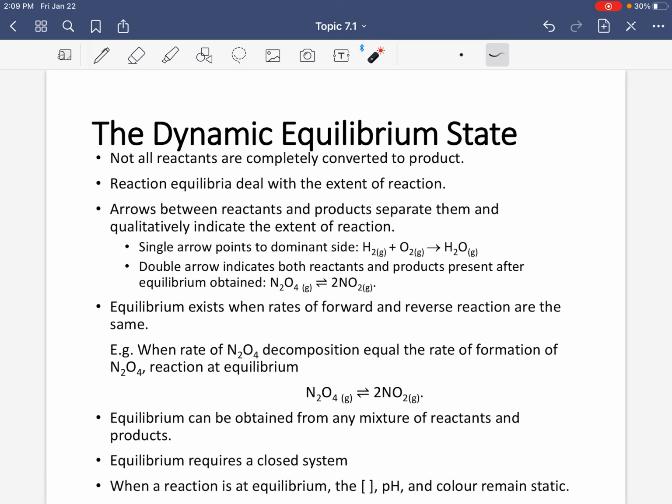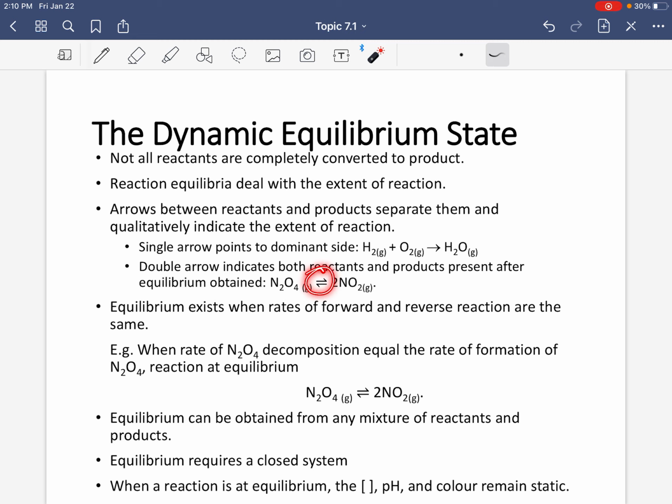Reaction equilibria deals with the extent of the reaction. We'll see what that means later on. By extent of the reaction, obviously we're talking about other factors, like what happens when there's temperature involved, what happens when pressure is involved, and what about catalysts? We talked about catalysts. How would that play? Arrows between reactants and product are separate. Now we'll talk more about this.